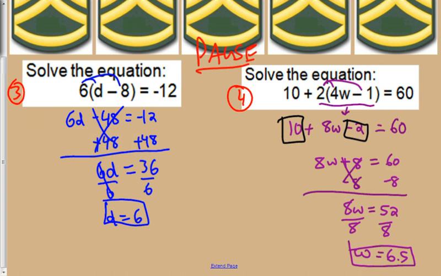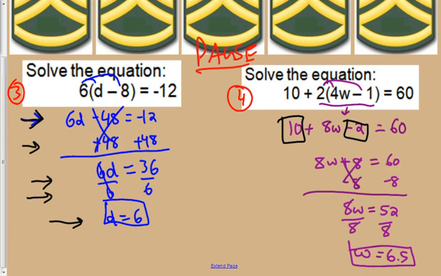Alrighty, so if you look at the one on the left, number 3, I took that 6 and distributed it to the d and the minus 8, so I got 6d minus 8 equals negative 12, so that's where I'm at right here. Then I took that, it looks like a 2-step equation, so I added 48 to both sides. And I ended up with 6d equals 36. Finally, I divided by 6 on both sides, and I ended up with an answer of 6 for d.